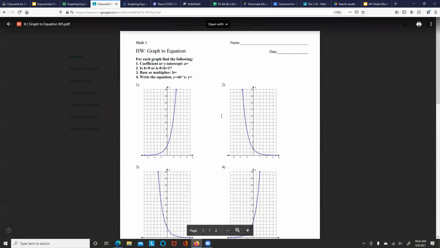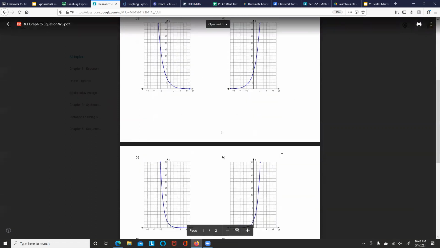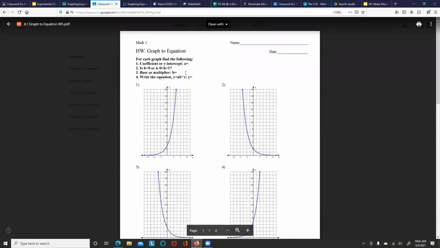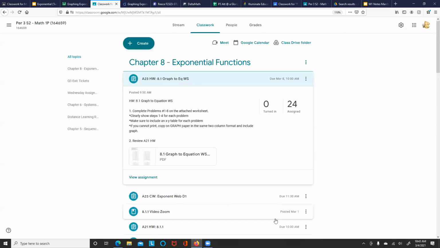But why would you print out graph paper if you could just print this out, if you have printer capabilities? But I do want a table on each one of these. So make sure you put an XY table on all 8 problems and then the equation and answer these 4 questions, okay? So that's what you need to do for homework. That is due Monday at 10 a.m., but you were ending class early, so you could certainly finish it before the end of today.